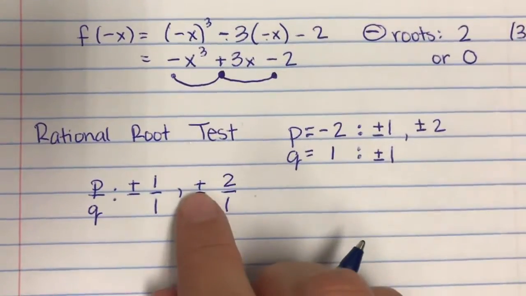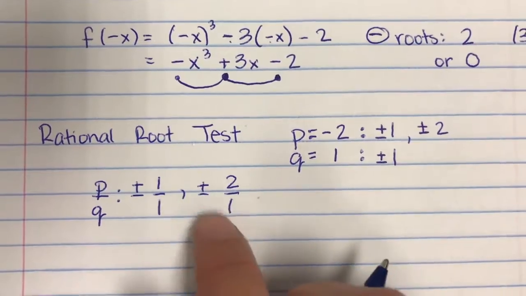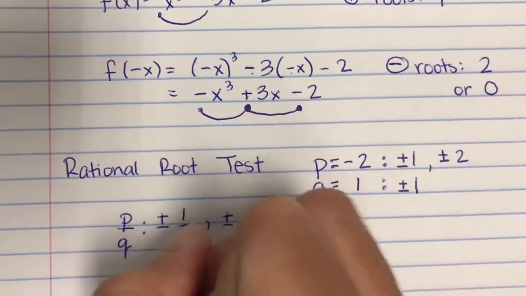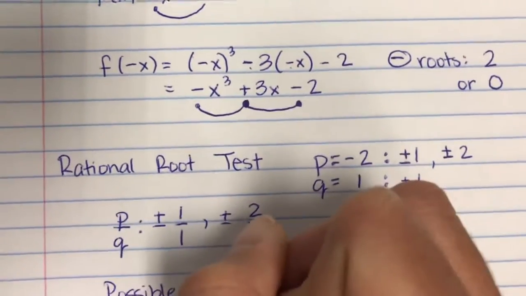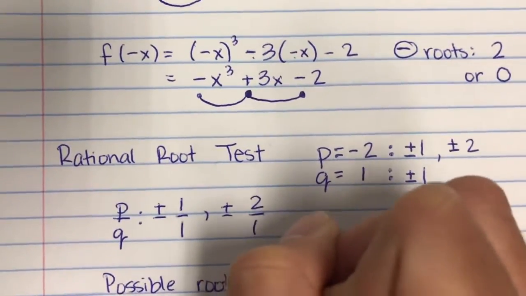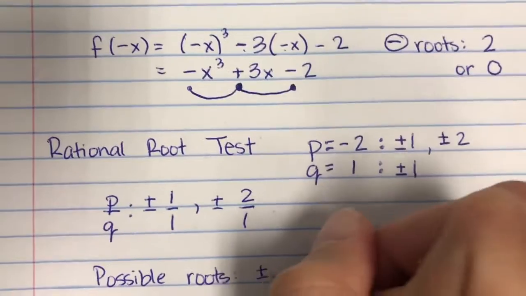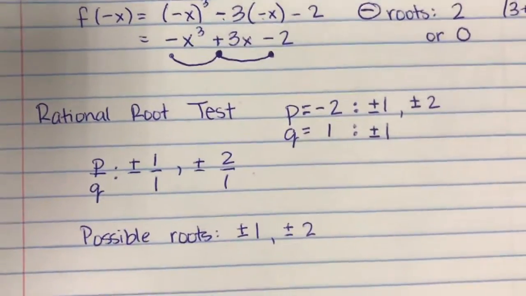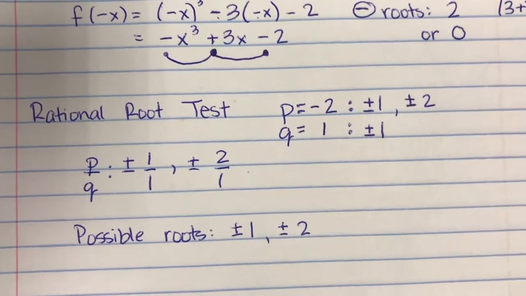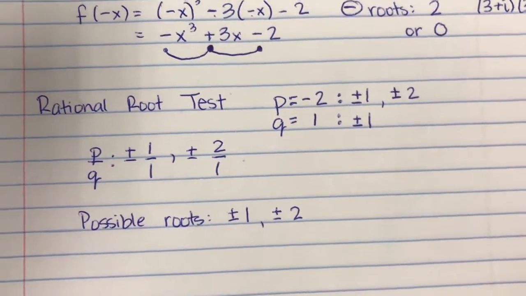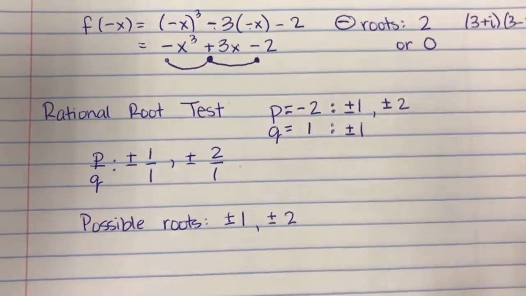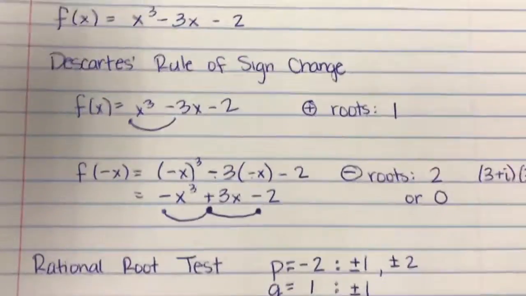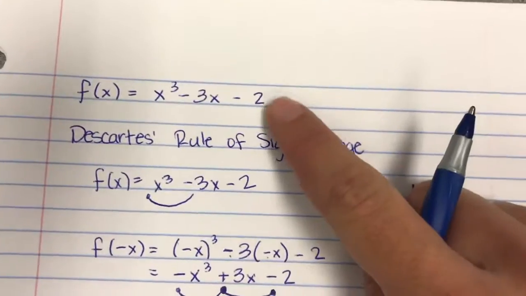Now that's a little weird to look at as fractions, so let's go ahead and simplify. Our possible roots that we will have to test are plus or minus 1 and plus or minus 2. So again, our rational root test gives us possible rational roots to test to create factors for our original polynomial.